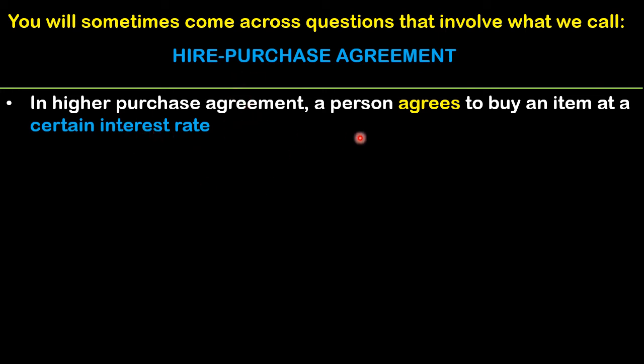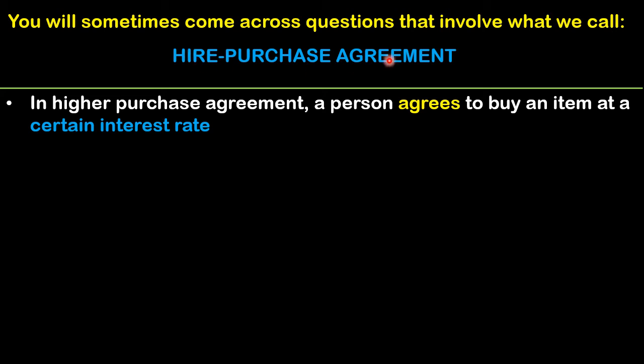All right. So in a hire purchase agreement, the person agrees to buy. So it's like you are agreeing to purchase by hiring. That's simple. You are saying, I want to purchase this, but in the meantime, I'll hire it. When you hire something, it means it's not yet yours. But when you hire it, it means it's in your possession. You are the one who is going to be using that.